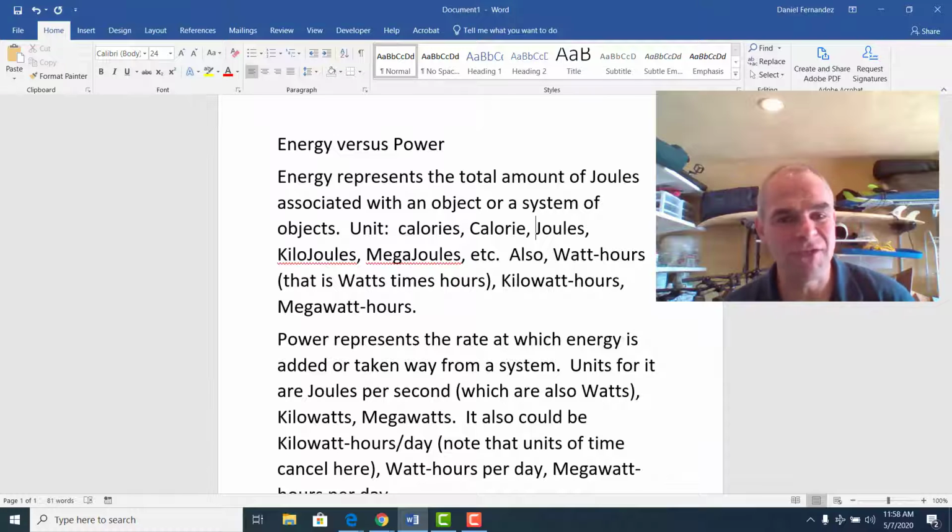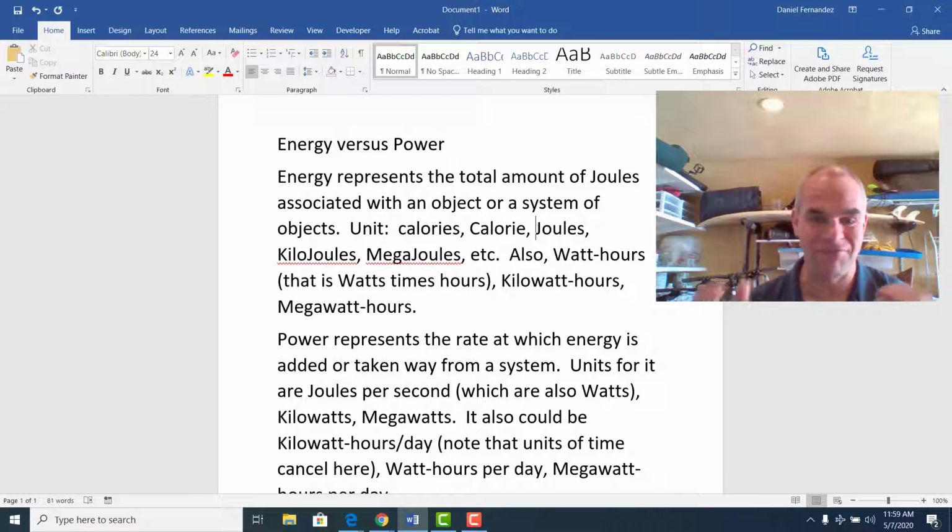And of course, you can put the prefixes on them. You can call them kilojoules, megajoules, kilocalories, megacalories. Those are all units of energy. Those are just bigger, so they represent more energy. Another unit of energy that will make more sense in a moment is the watt-hour. The unit of power, as I'm going to say in a moment, is the watt. If you multiply that times time, you're back to energy. So you have the watt-hour, the kilowatt-hour, the megawatt-hour. Those are all units of energy. It's an amount of that stuff that makes things work.